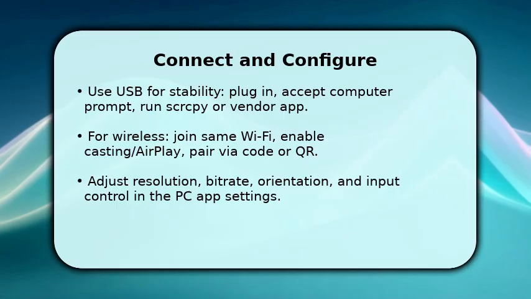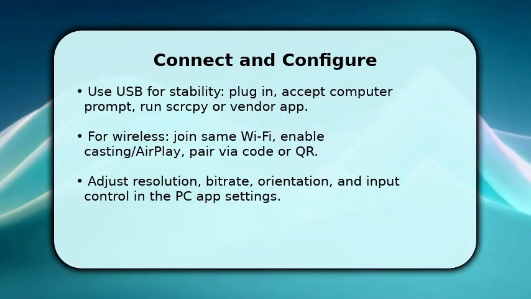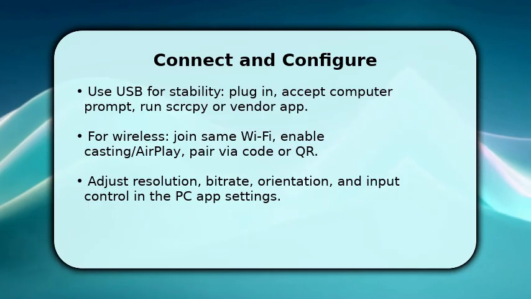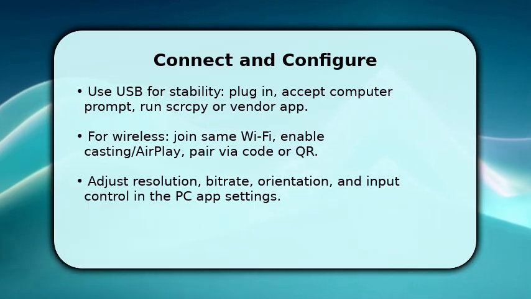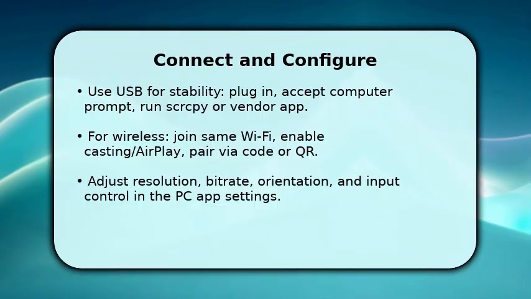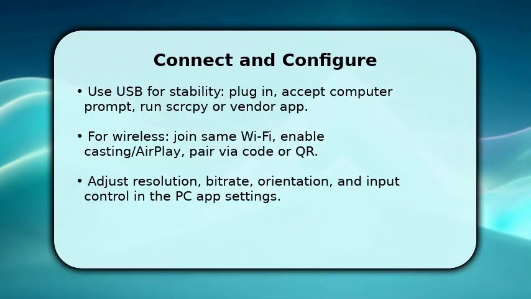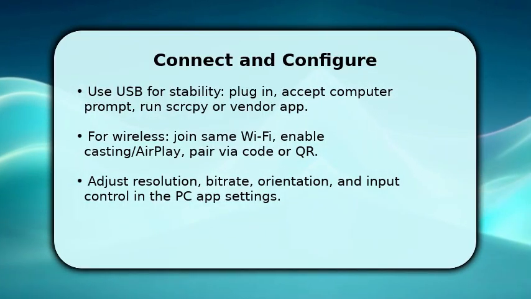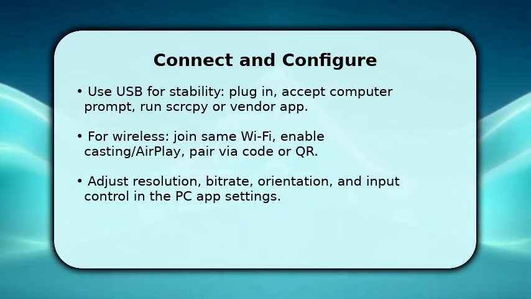If wireless, join the same network, enable casting or AirPlay, then pair using the shown code or QR and press connect. Once linked, adjust resolution, bitrate, orientation, and input control so touch and keyboard behave correctly. These tweaks balance quality against latency and CPU load.